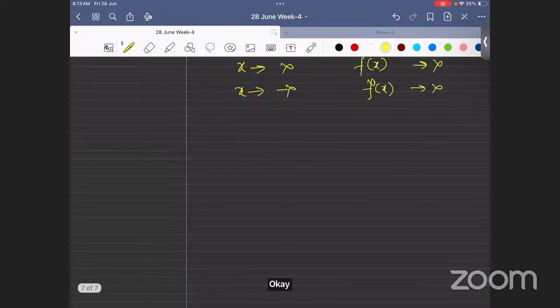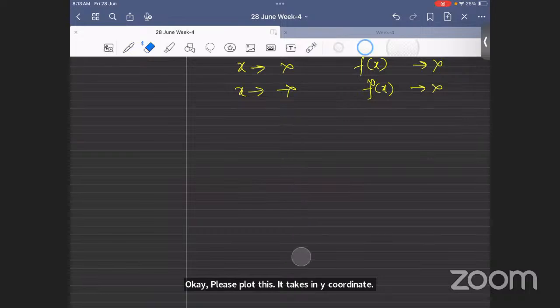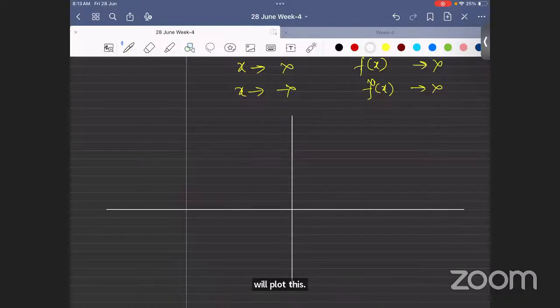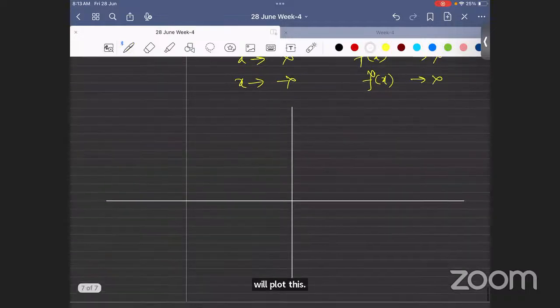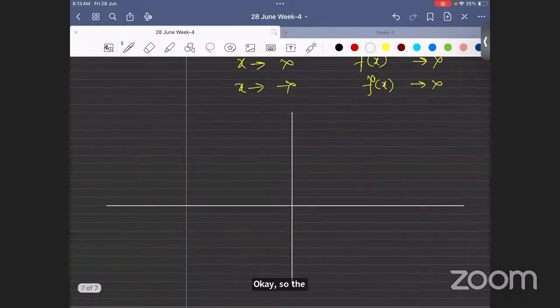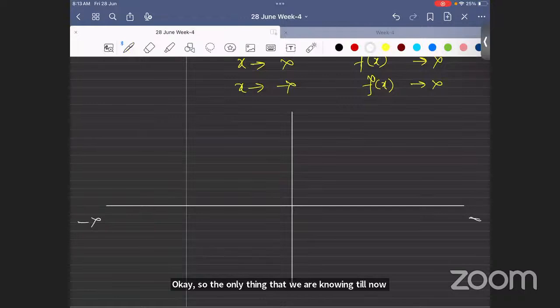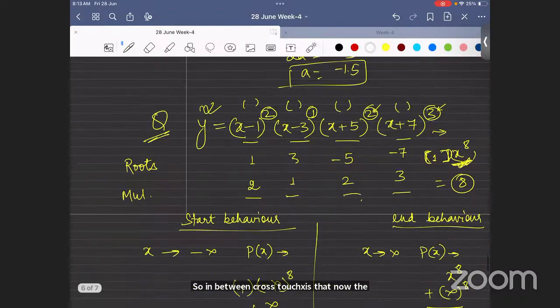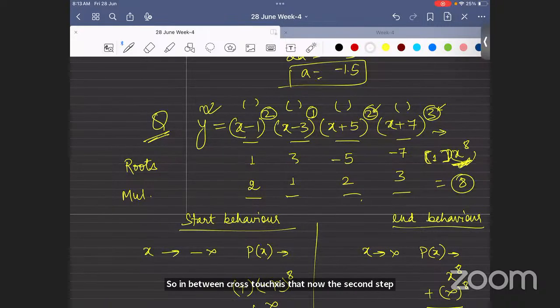To plot this, let's take the x and y coordinates. We have to plot this. Okay. So the only thing that we know till now is that from minus infinite to infinite, the function is starting from here and it is going till here. This is what we know. Now let's come to the roots. In between it will cross or touch the x-axis. The second step is to know how it is crossing or touching the plot.